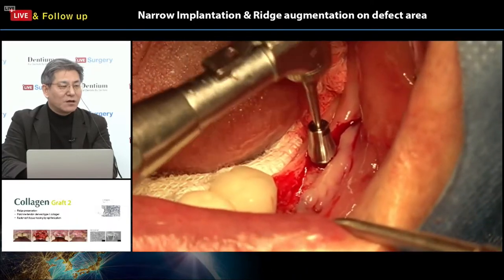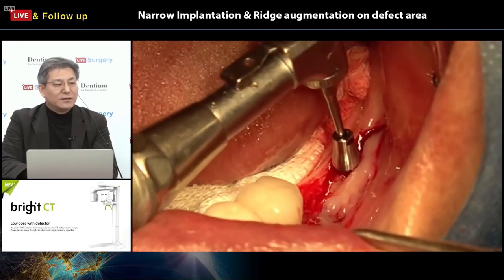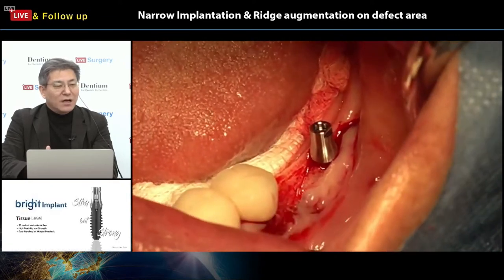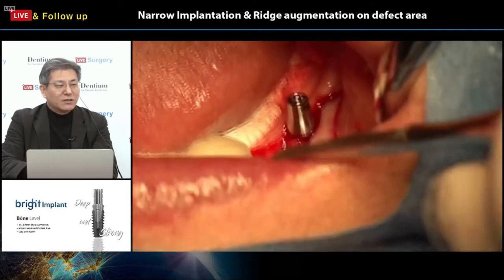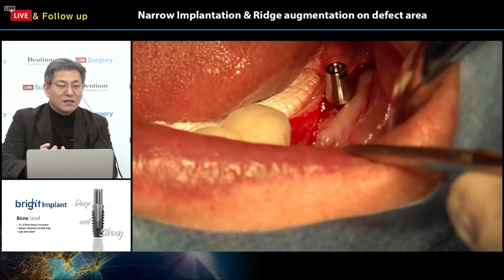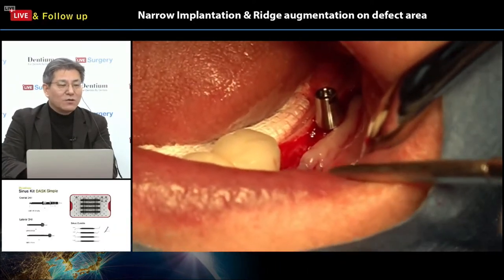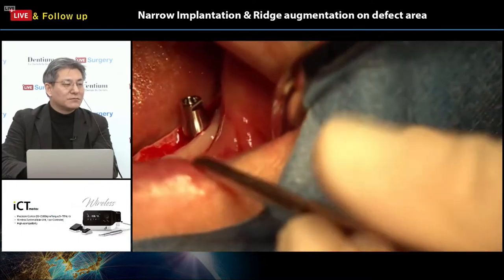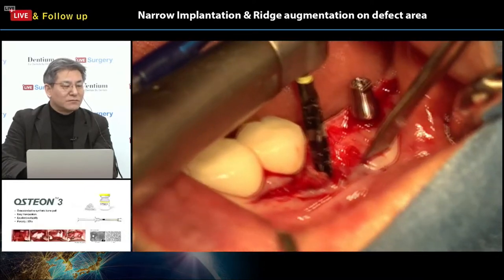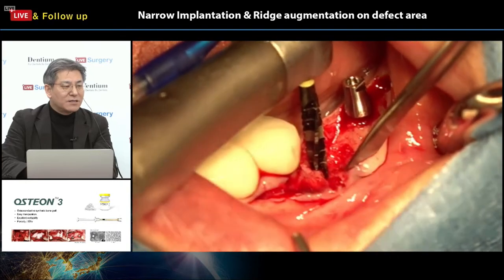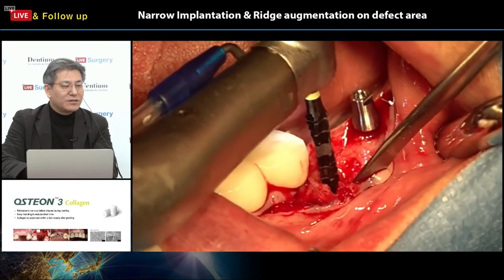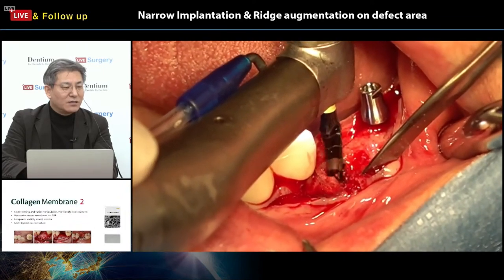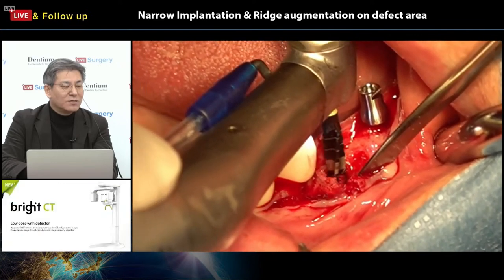Okay, remove, and connect with the comfort cap. This comfort cap has a dual function, working as a healing abutment and also as a scan abutment. Yeah, he has done one implant fixture, in the number 37 area. Now he is doing another osteotomy on the number 36 area.